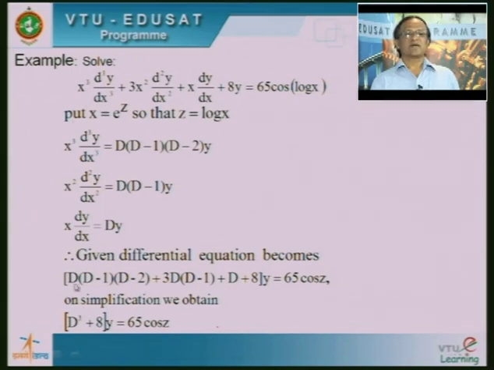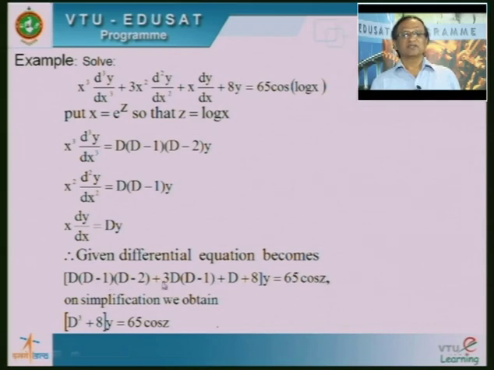So, first term value is d into d minus 1, d minus 2 plus 3 as it is. So, x square into d square y upon dx square can be replaced by d into d minus 1, right, plus x into dy by dx is d plus 8. So, all the terms containing y, that is why I have written outside, that is equal to 65 is constant as it is, cos as it is, log x means z.